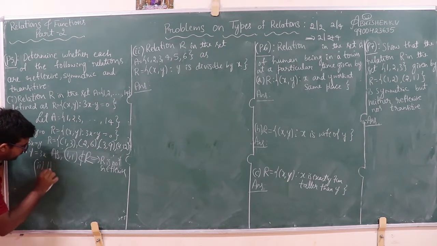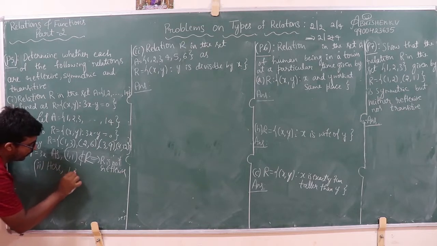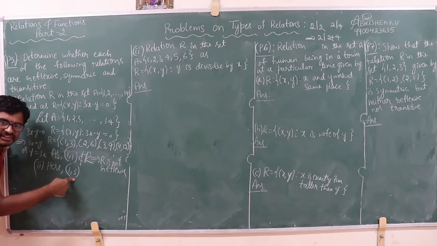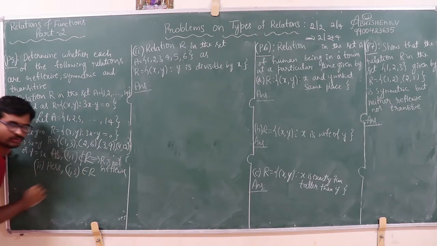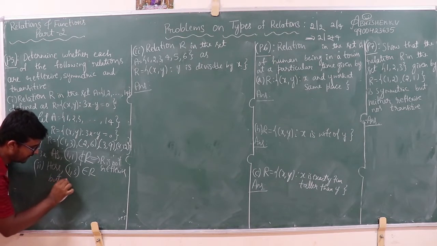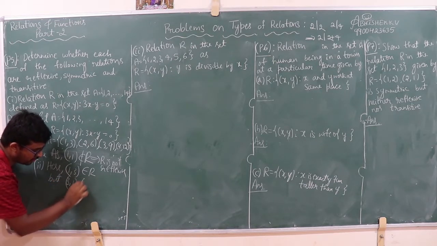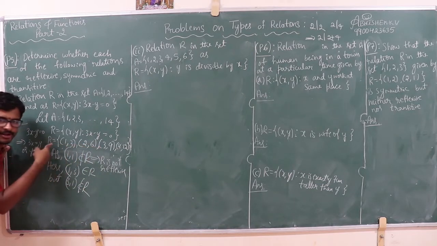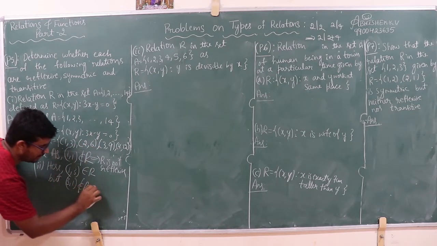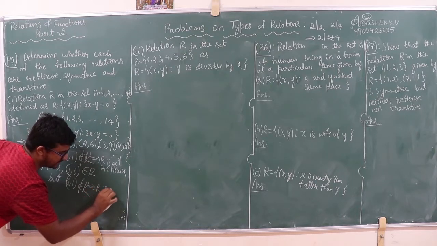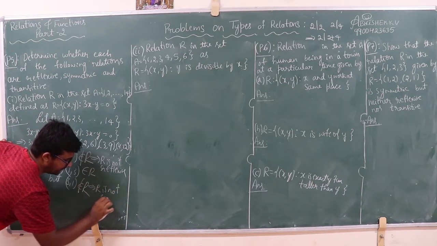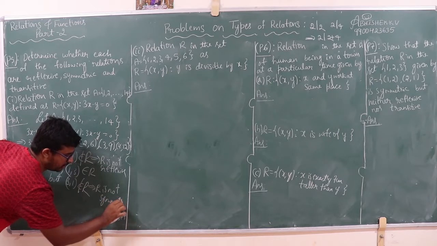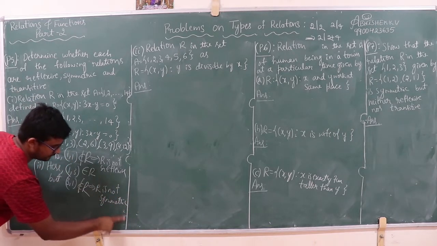See here, 1 is related to 3, but 3 is not related to 1. See, this ordered pair does not belong to this relation. Therefore, this implies R is not symmetric. R is not symmetric. Yes.